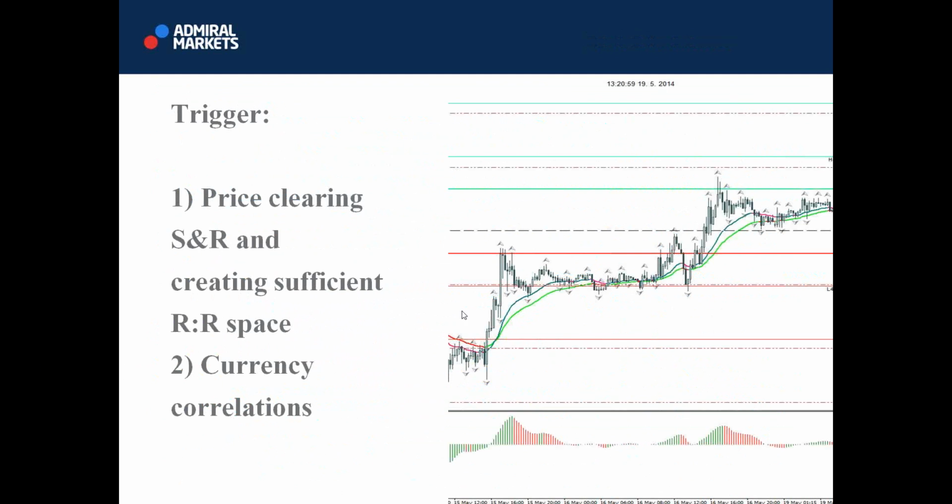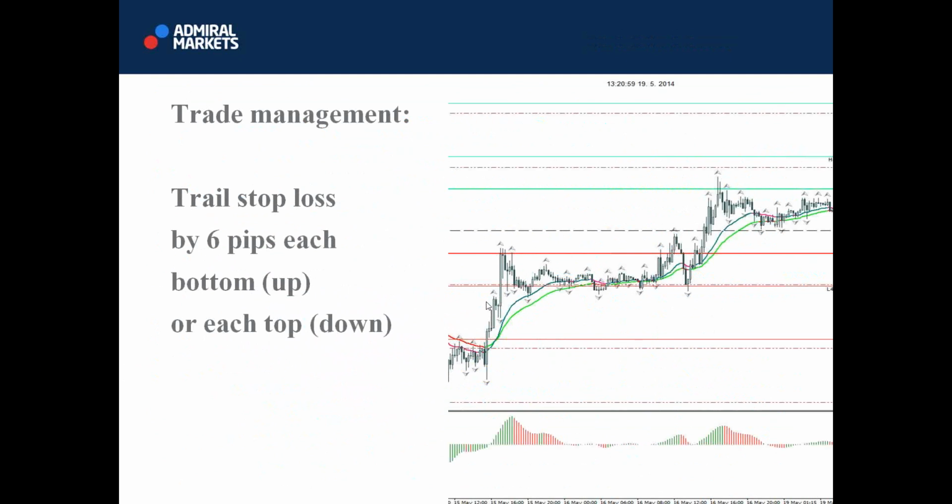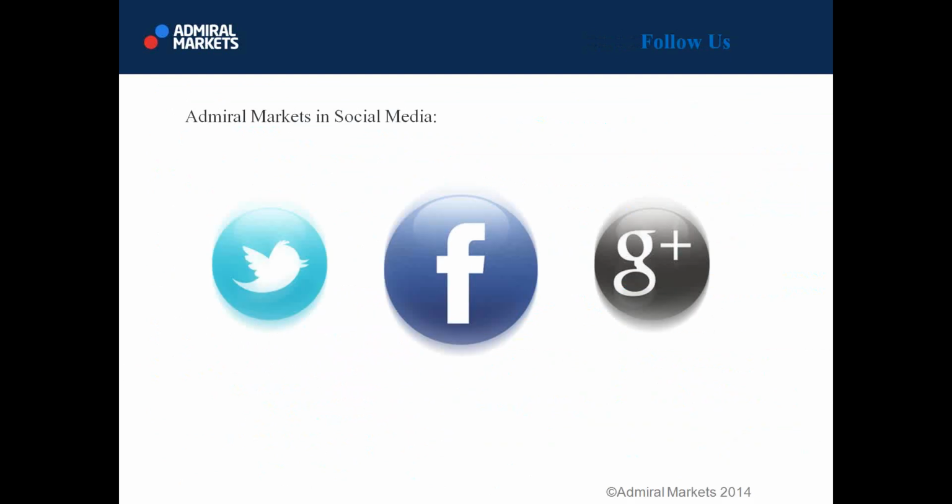So the trigger would be the break or the bounce. The entry could be actually right then and there, but we can also wait for a retest, a pullback after that break, for instance. This is the looser trade management rule when you trail stop loss at bottom or top, a fractal basically by 6 pips. But we also have a method to tightly trail stop it, as we saw last week. And that's a bit more complicated, so I'll explain it rather in a live example.